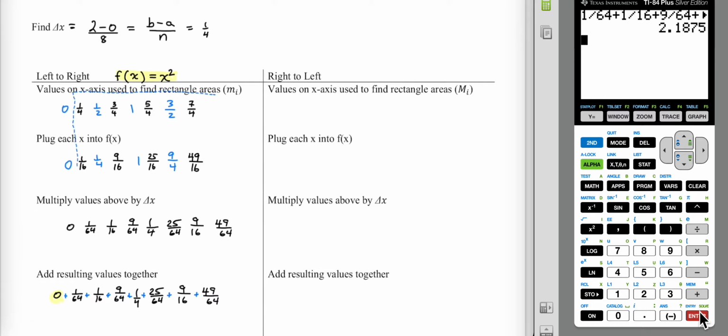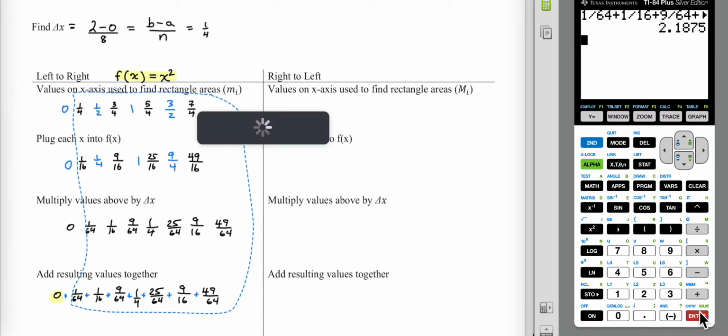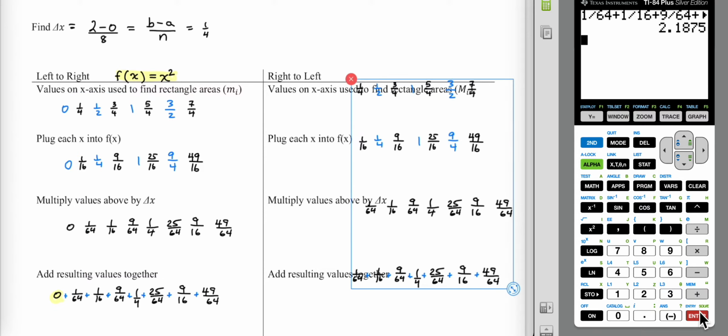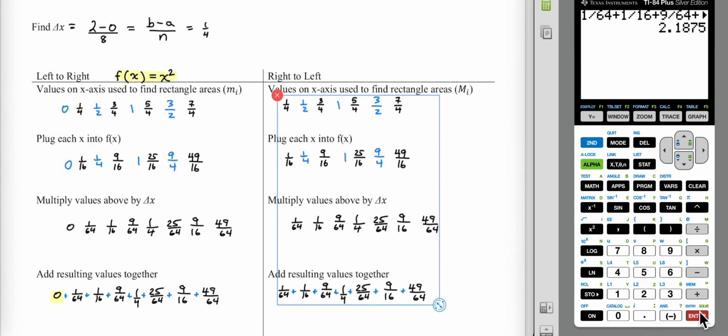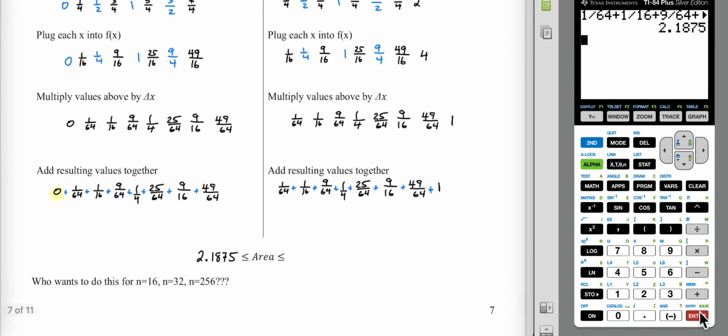So I'm going to take all of this stuff here, and I'm going to tack on a 2. Squared becomes a 4. Multiplied by 1/4, 4 times a quarter is going to be 1. So I'm just adding a 1 to this. Now we're looking at an upper bound of 3.1875.